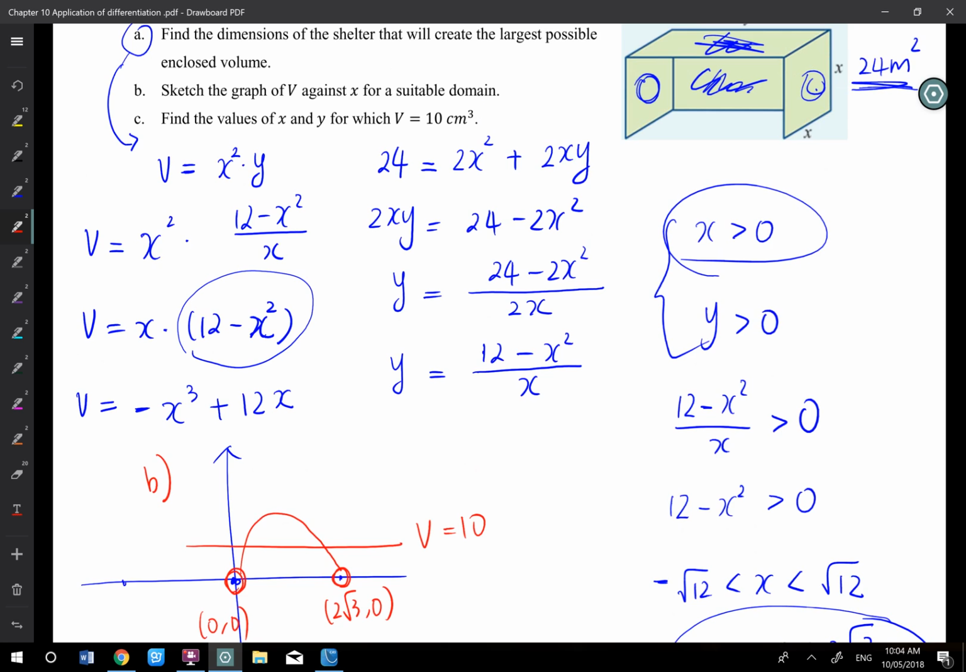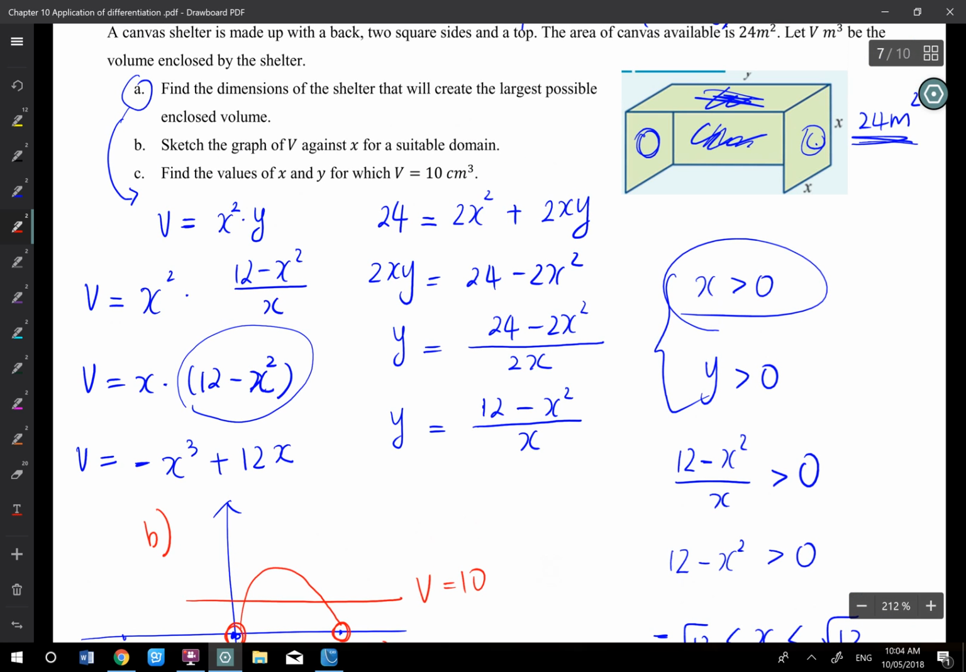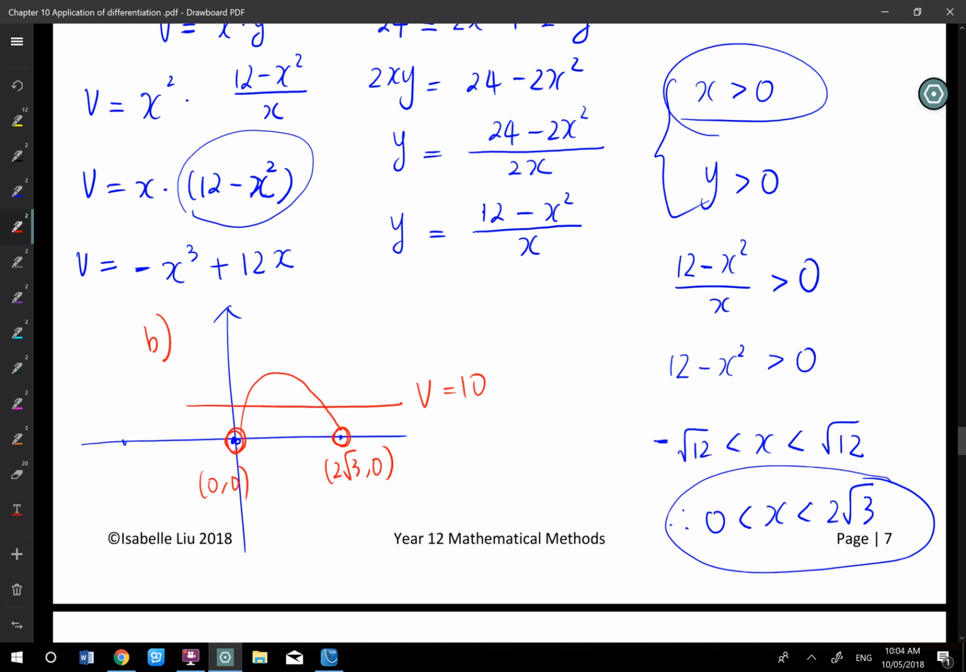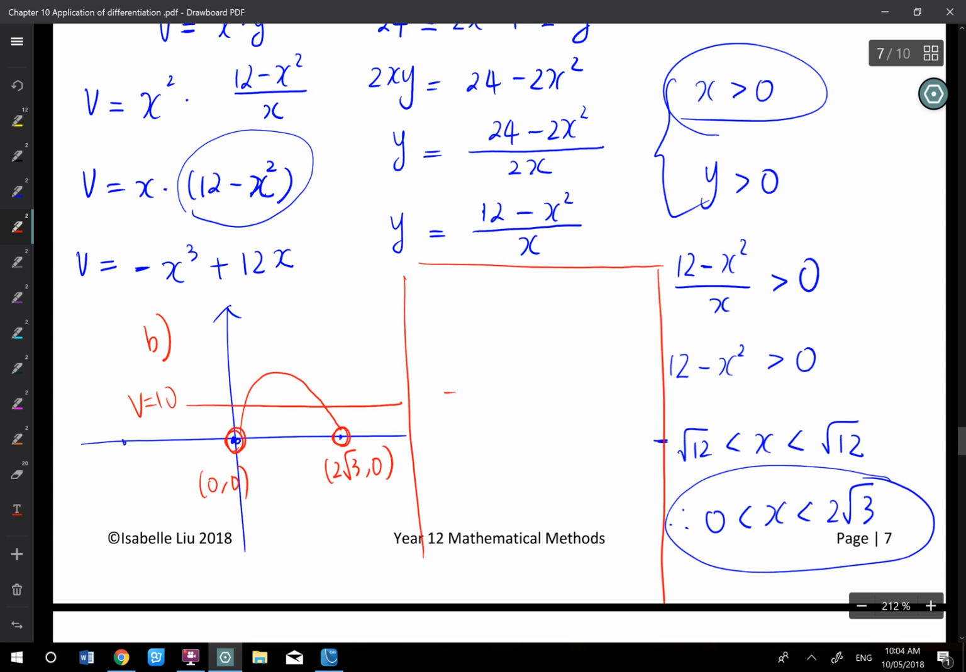And we are left with A to solve. A asks me the dimension of the shelter that creates the largest possible volume. Okay, the largest possible volume is when dV/dx equals 0. You can see we have a maximum, because we already have the diagram, we see there's a maximum turning point.